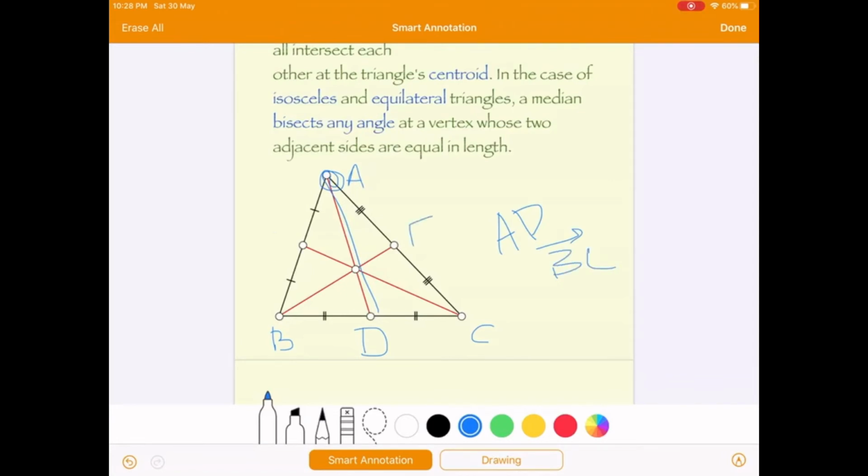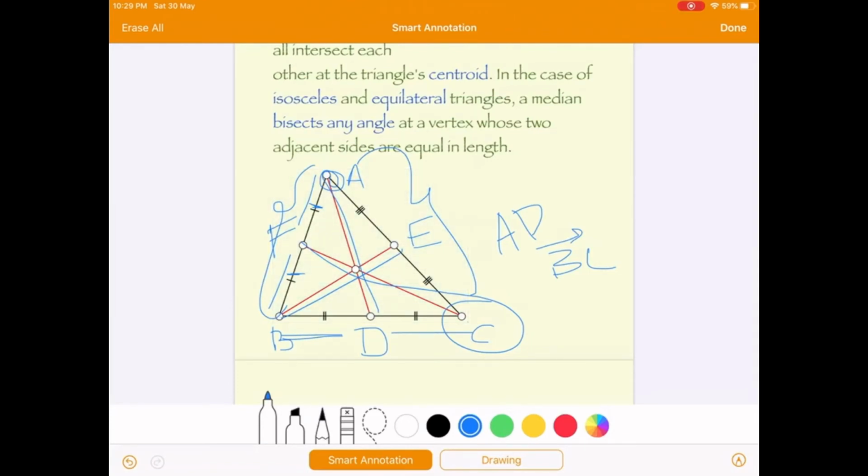Same over here if we name it as E. So BE is the median of AC. Over here if we write as F, so CF is median of AB. So like that there are 3 medians, same like altitude, 3 altitudes. So in median it divides into 2 equal halves. So this side is equal to this side. So AF is equal to BF. BD is equal to DC.